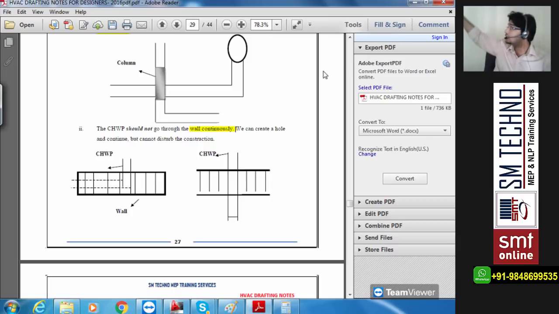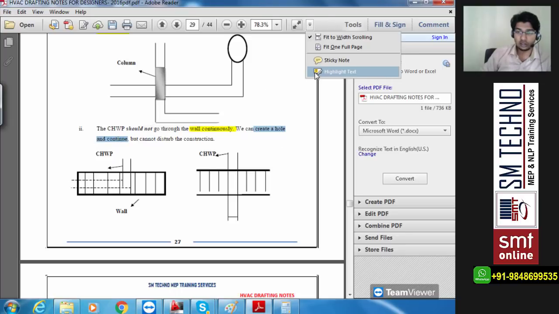But breaking the wall that way and then totally dragging the pipe along, disturbing the complete elementary function of the wall, is not the purpose. All right, because you're totally breaking the bricks. How are you going to actually understand where the pipe has to end? The wall will become very weak. Clear? So you have the diagram here. You can see you can create a hole and continue, but not disturb the construction.